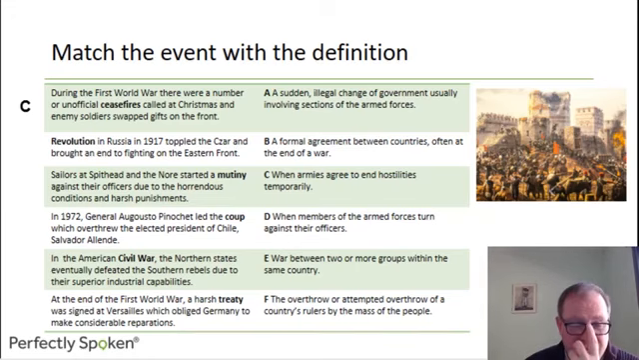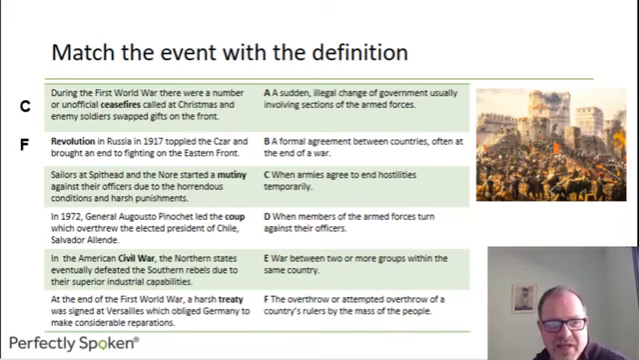Revolution in Russia in 1917 toppled the Tsar and brought an end to fighting on the Eastern Front. Revolution, famously in Russia in 1917, with Lenin and Trotsky and all these people. F, the overthrow or attempted overthrow of a country's rulers by a mass of people. Revolution. Of course, we had the French Revolution in 1789 and so on. Lots of revolutions throughout history, Russia being one of the most famous.